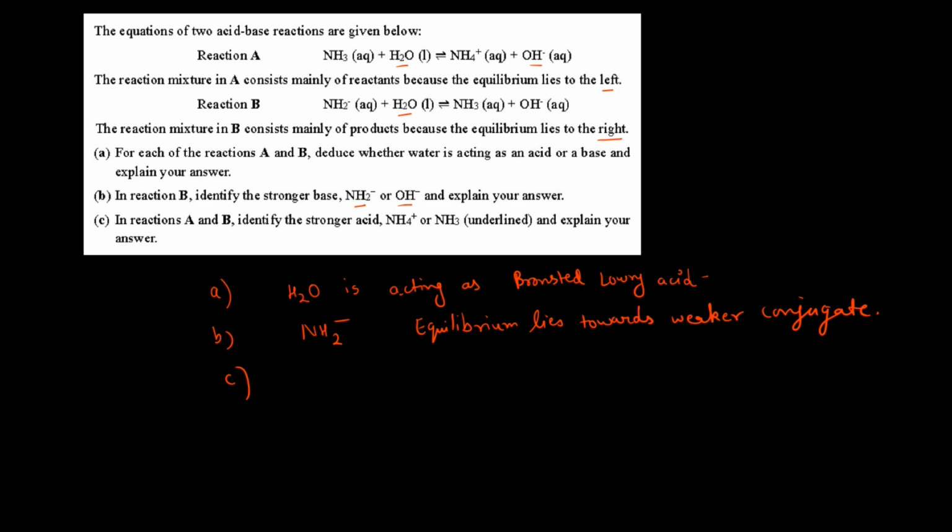And ammonium is a strong acid, its conjugate acid. So the answer is ammonium ion is a strong acid, because in equation A the equilibrium lies towards the left and equilibrium always lies towards a weaker conjugate.